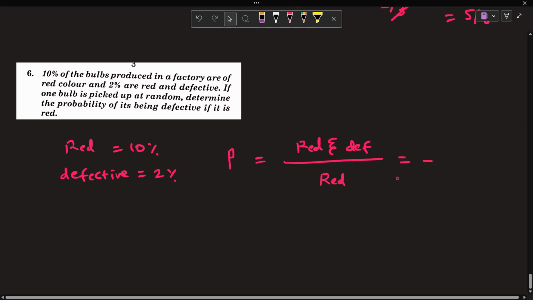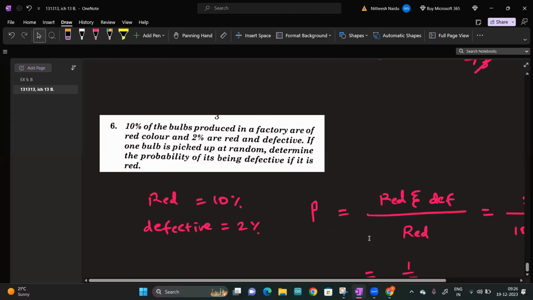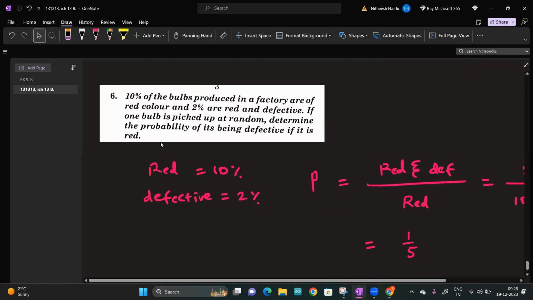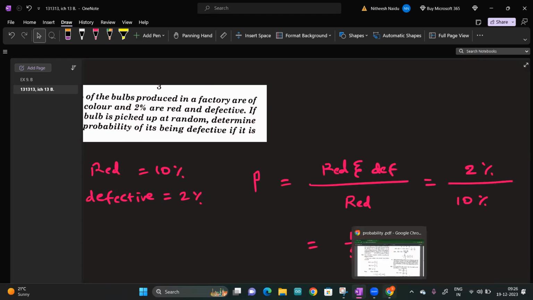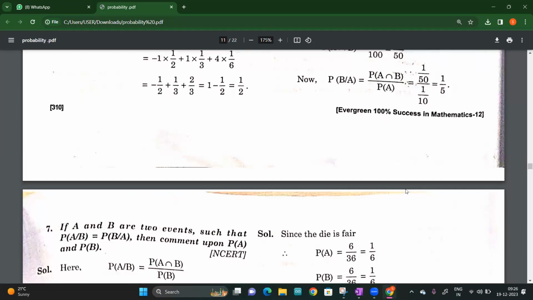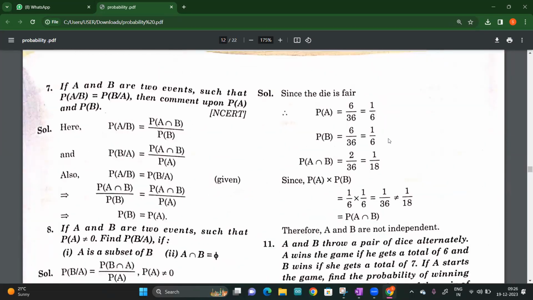So this is called conditional probability. Red bulbs are how much? 10% of bulbs and 2% of that defective, red and defective. So percentage got cancelled. So 1/5 is the answer. Copy it. Completed. So 1/5. Next, seventh question.